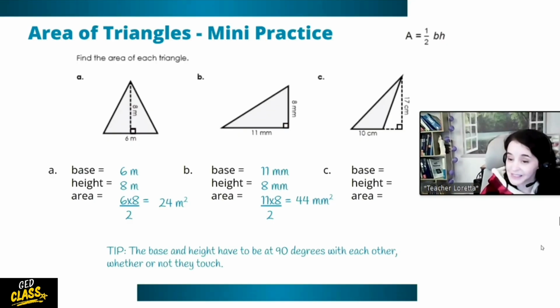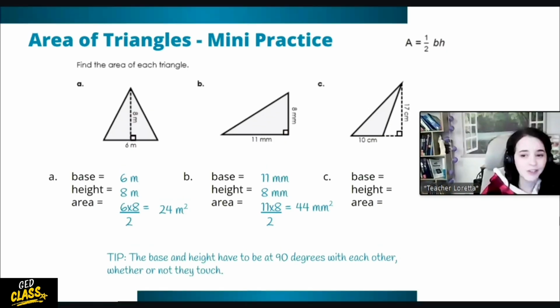Really good. Now, this last one's a little bit of a trick. I'm just going to turn off chat for a second and let you try to figure out what you think the base and the height are, and what the area would be. I'm going to be quiet for a moment and let you decide. We'll check in with each other in about 20 seconds.